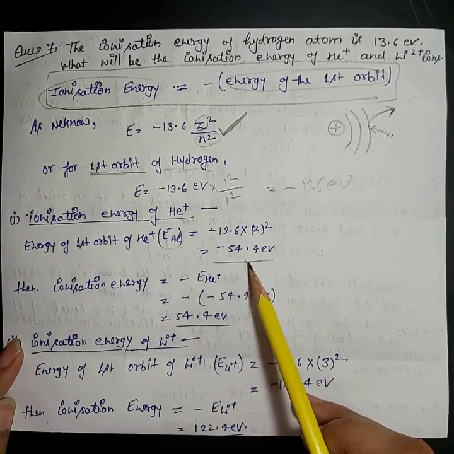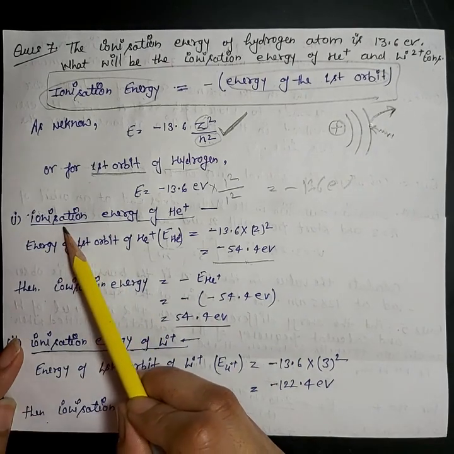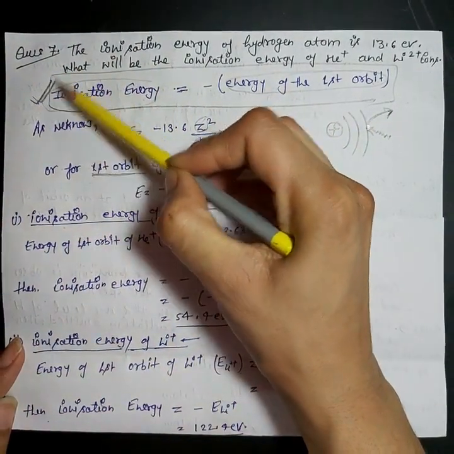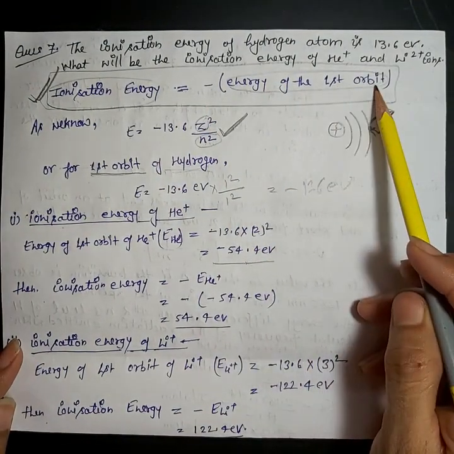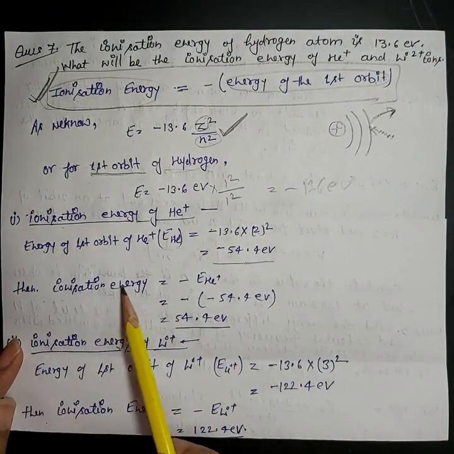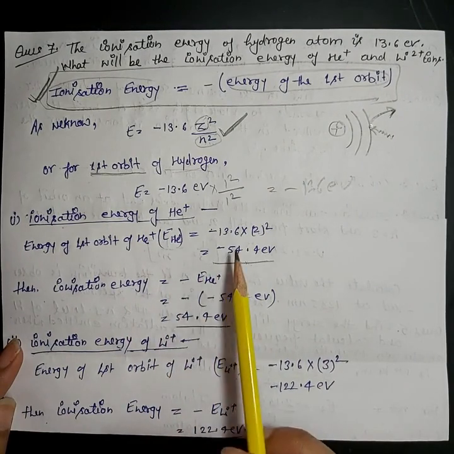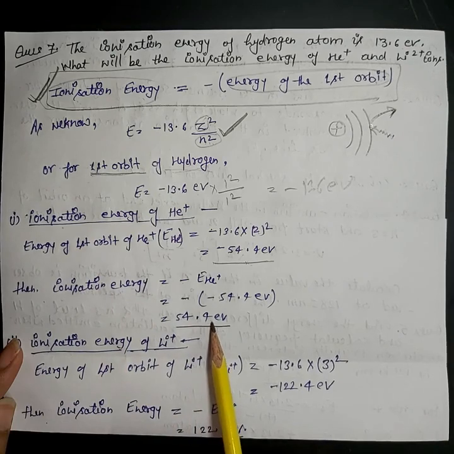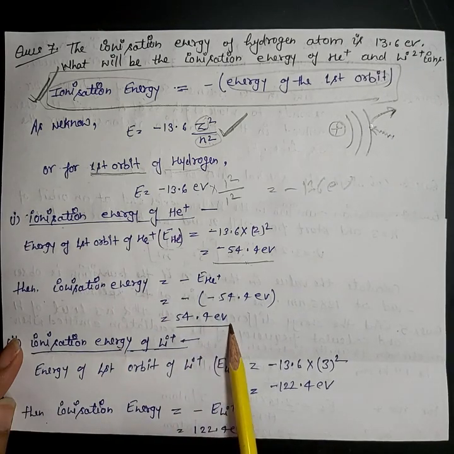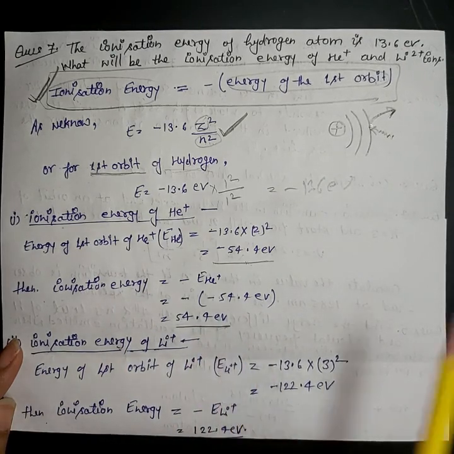But we have to calculate the ionization energy. So finally we will use this formula: ionization energy equals minus the energy of the first orbit. Then the ionization energy of helium will be minus this value. So the ionization energy equals 54.4 eV. This is the ionization energy of helium.